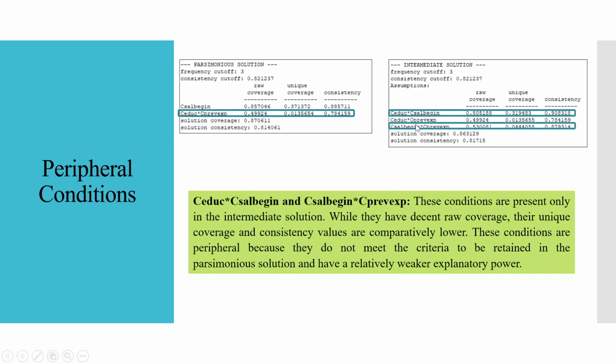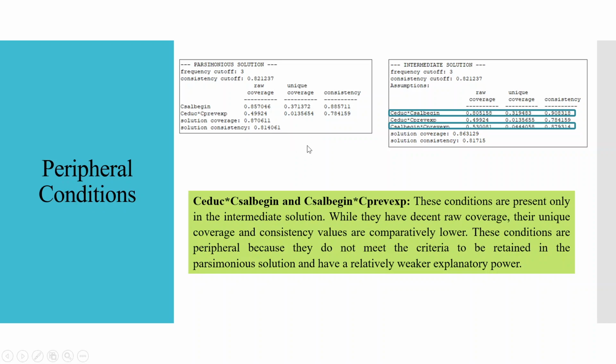Let's talk about the remaining two. These conditions are present only in the intermediate solutions: C education into C salary begin, and C salary begin into C previous experience. While they have decent raw coverage, their unique coverage and consistency values are comparatively low. These conditions are peripheral because they do not meet the criteria to be retained in the parsimonious solution. They have relatively weaker explanatory power.